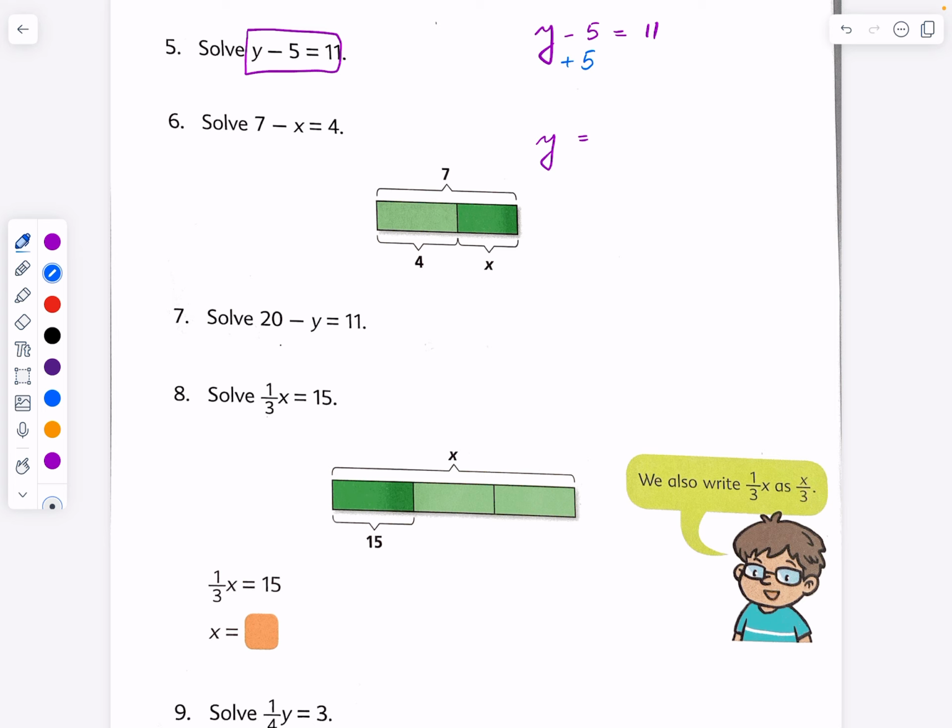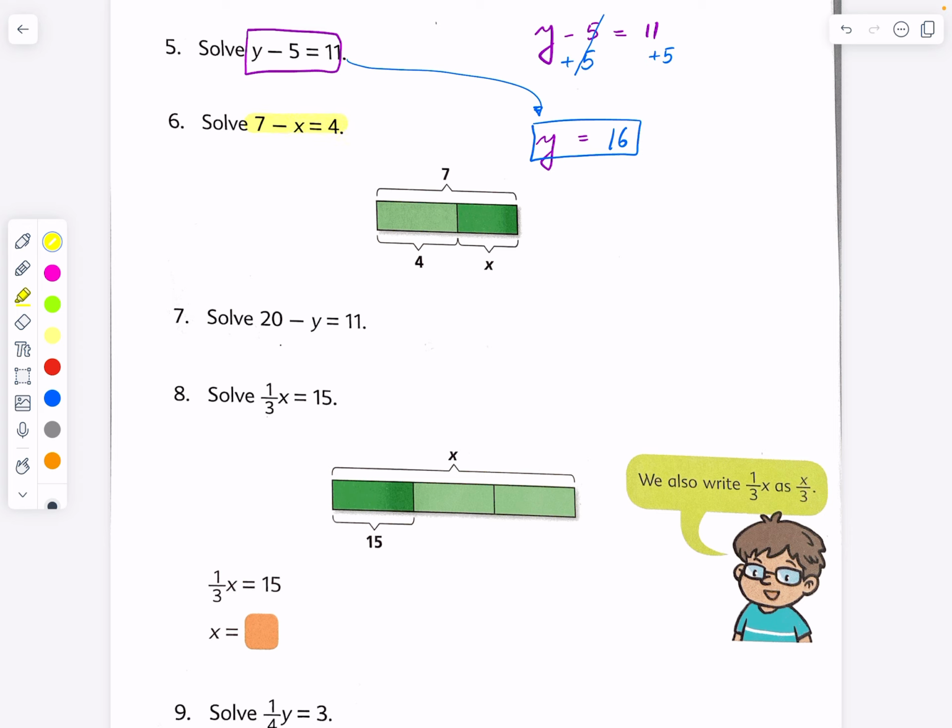What we do to the left, we must do to the right. Otherwise, we lose the balance. Minus 5 and plus 5 will reduce to 0. And we will have y standing by itself on the left, beautiful, that's what we wanted. What do we have on the right? 11 plus 5, which is 16. Y equals 16 is the only value of y that makes this equation true.